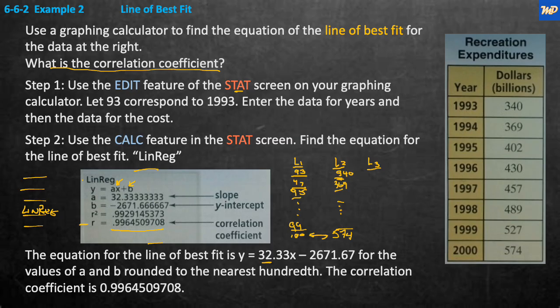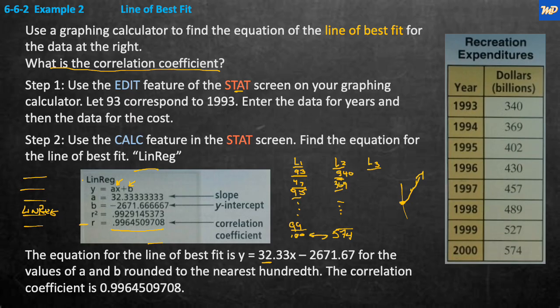So now you have a function that describes a line. You've got your data plotted on a screen, right? And then you have a line, and that line is defined by a y-intercept, which in this case is negative 2671, and the slope of the line is 32.33. That's the slope. So now you have a good idea of that line.